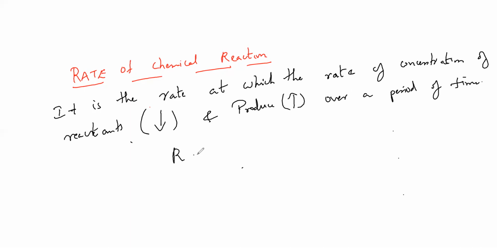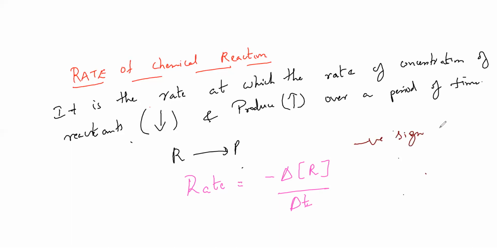R gives reactant, P gives product. So normally we have the formula: rate is equal to minus delta R by delta T. Delta represents the change. What does this negative sign indicate? The negative sign indicates the reactant is decreasing.